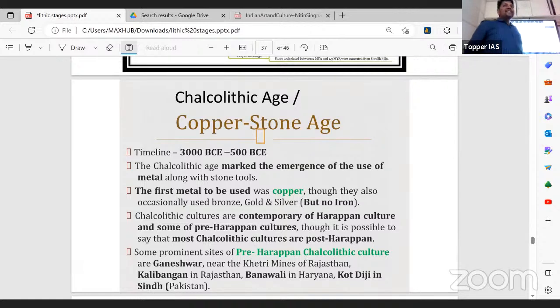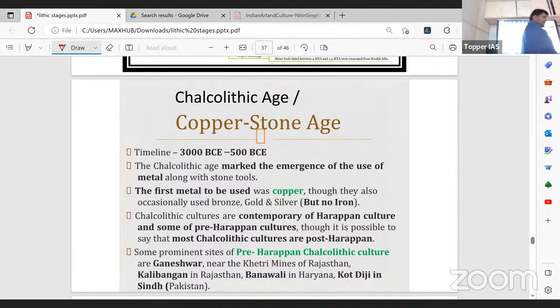So the Chalcolithic age, or also called the Copper Stone Age. The first metal to be used by humans is copper. That is why even now, some people are very fond of copper vessels. And they say that if we drink water from copper vessels, immunity power will be boosted.